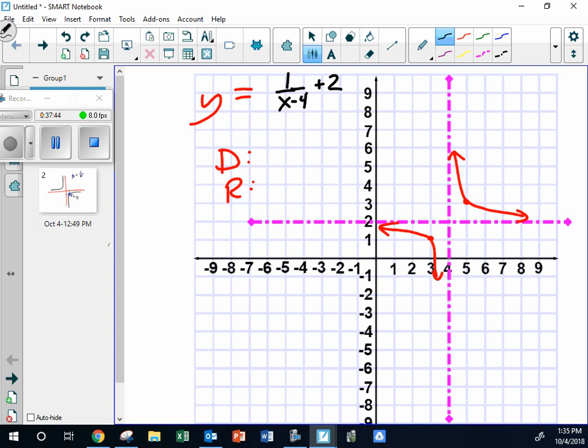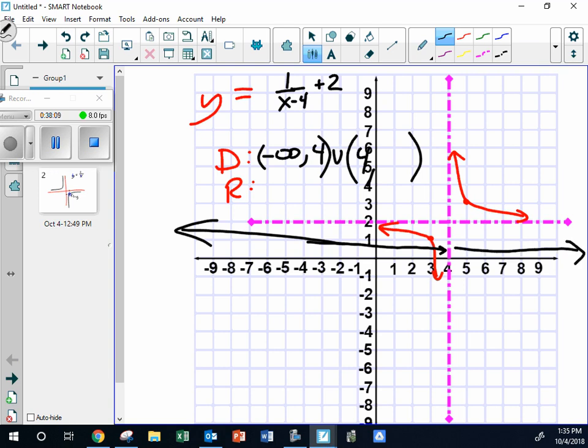Then, domain and range. How far does it go this way? Negative infinity. And then if I go back this way, when does it stop working? Right there, at 4. So negative infinity till 4. And then, when does it start working again? Right after 4, and it keeps going until infinity. Raise your hand if you had that one right. I'm glad we did it, because there's still a few people getting it wrong.